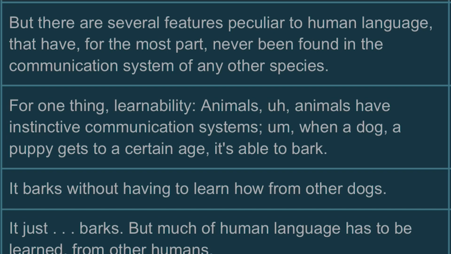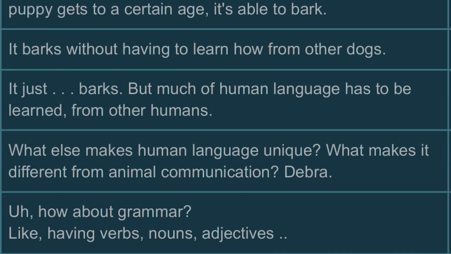For one thing, learnability. Animals have instinctive communication systems. When a puppy gets to a certain age, it's able to bark. It barks without having to learn how from other dogs. It just barks. But much of human language has to be learned from other humans. What else makes human language unique? What makes it different from animal communication? Deborah.